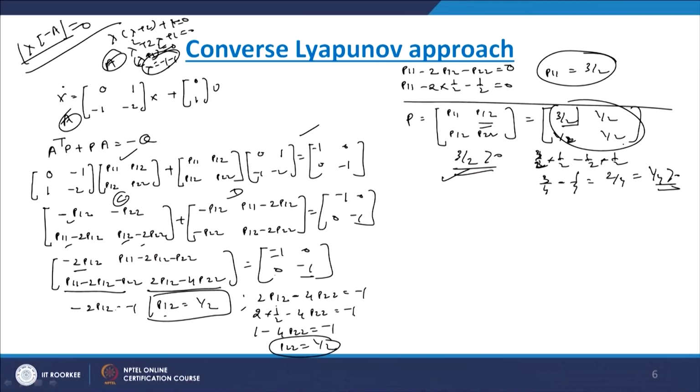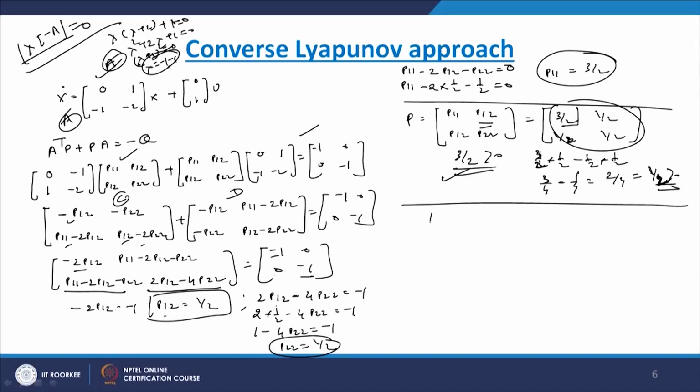Similarly, after solving this, 3 by 2 multiplied by 1 by 2 minus 1 by 2 into 1 by 2, that is 3 by 4 minus 1 by 4, so 2 by 4, that is equal to 1 by 2. So, 1 by 2 is greater than 0, and 3 by 2 is greater than 0. It means that the given system matrix A is a stable system. That is, defining Q and calculating P, we have got a stable system. So, this is an example.